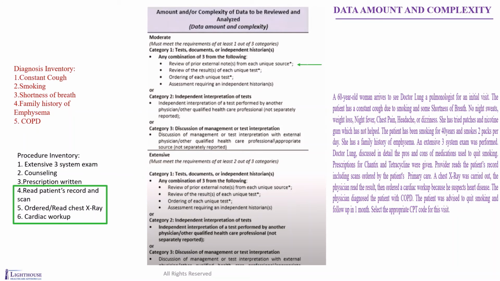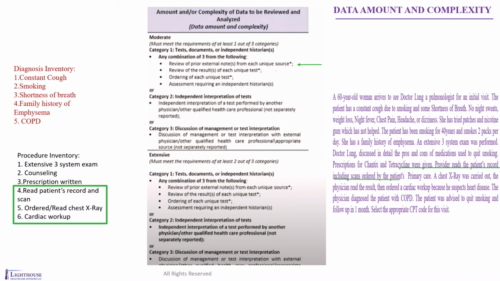If you look under category 1 for moderate, there are 4 bullets under category 1. So at least 3 out of 4 should be met to consider it as moderate. So let's go and take a peek. First one, prior external note, has been met because if you see the record, it says the doctor read the record and scans are ordered by the patient's PCP.